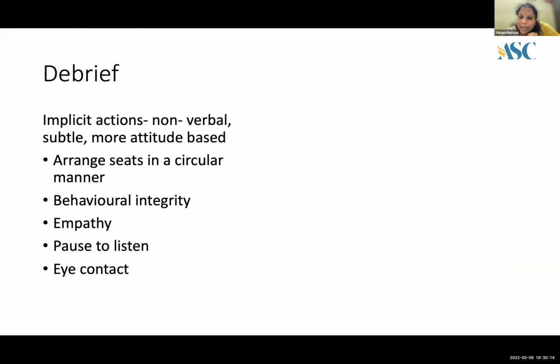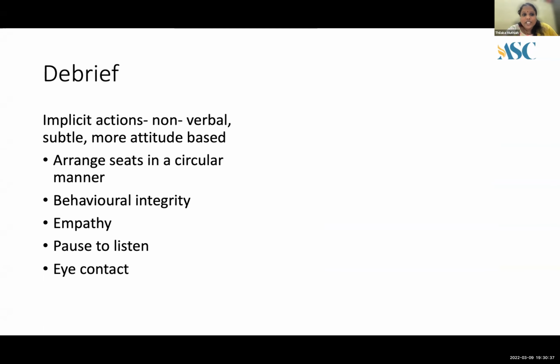And there are a few implicit actions which will be non-verbal, subtle, and more attitude-based. So if we just follow the explicit without doing the implicit, like for instance, I'm going to stare at somebody so judgmentally and ask a non-judgmental question, it's not going to help at all. So all these implicit actions will add a lot of value to the explicit actions that we are going to do.